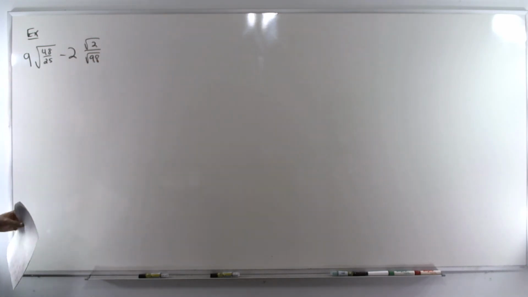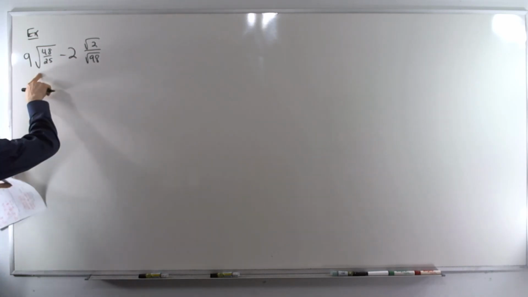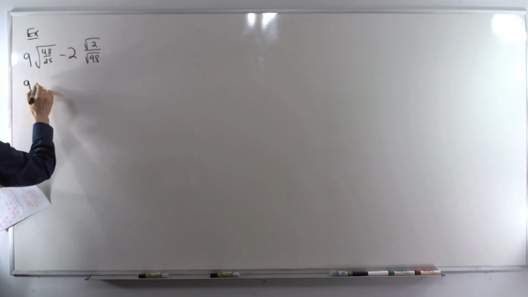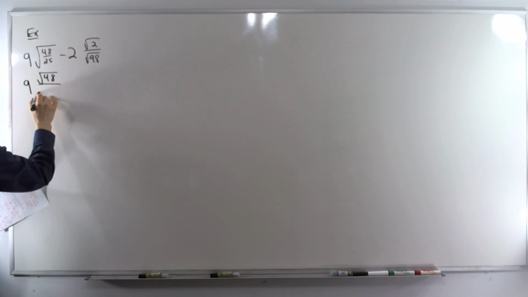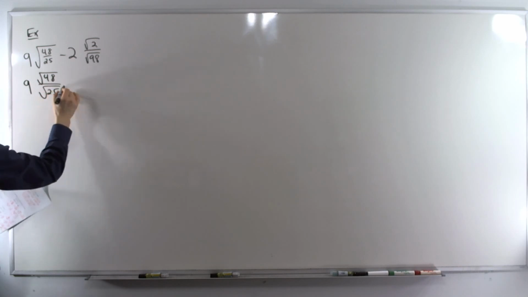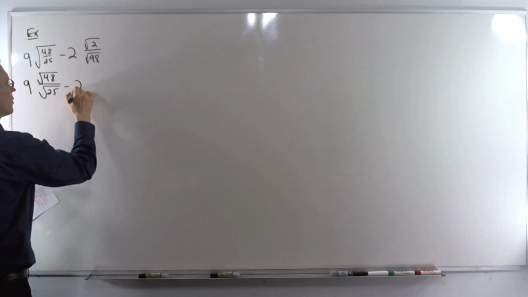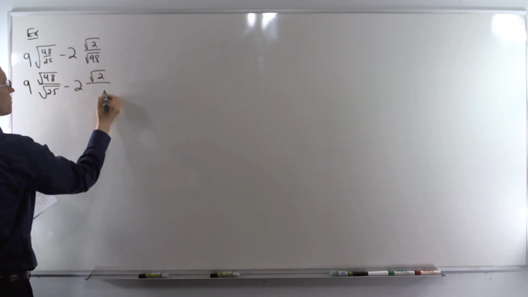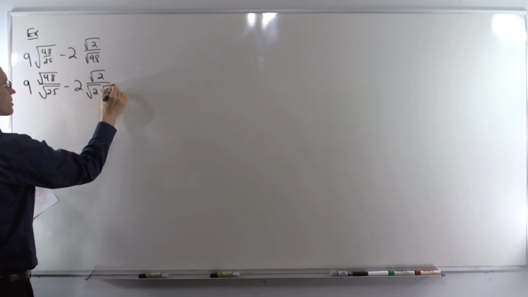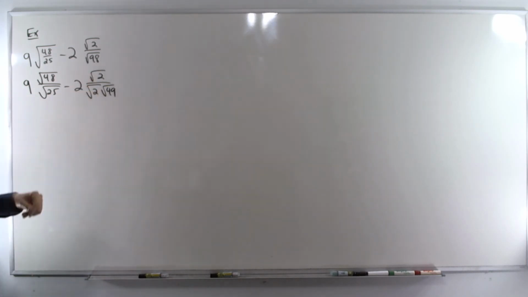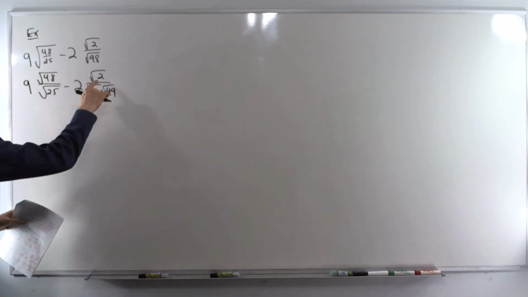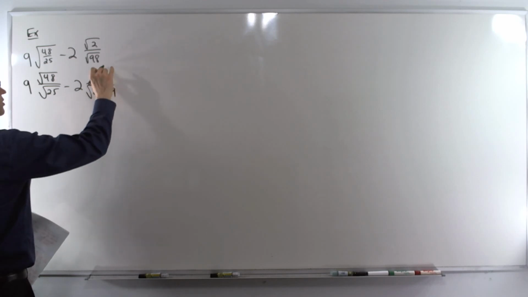All right, so we're going to start off by simplifying as much as possible. So over here, we're going to break this up using the quotient property, square root of 48 over the square root of 25, minus, and over here, the square root of 2 cannot be simplified at all, but 98 can be broken up into the square root of 2 times the square root of 49. And look for ways to get things to match like that. All right, now we have square root of 2 on top, square root of 2 on the bottom. Those are going to cancel.